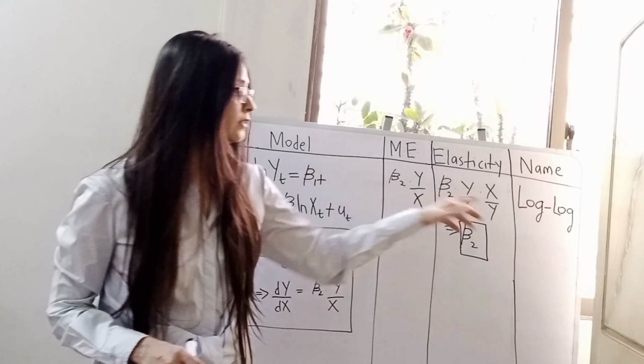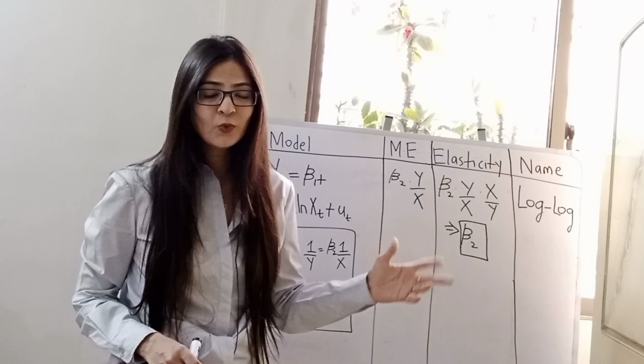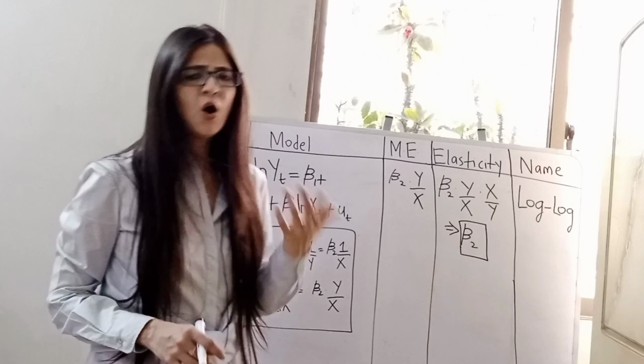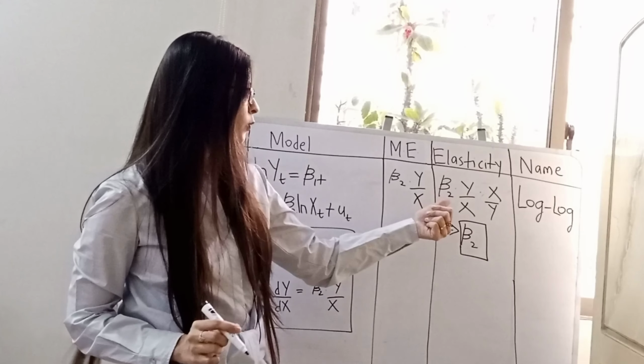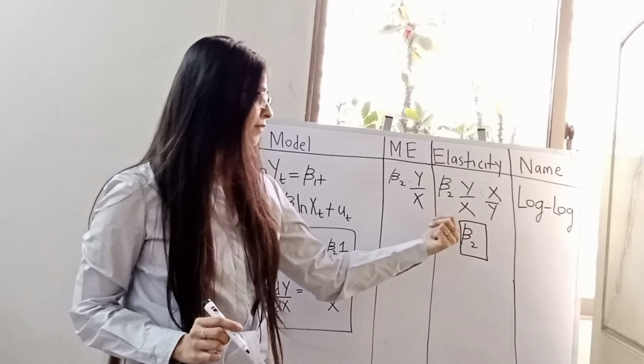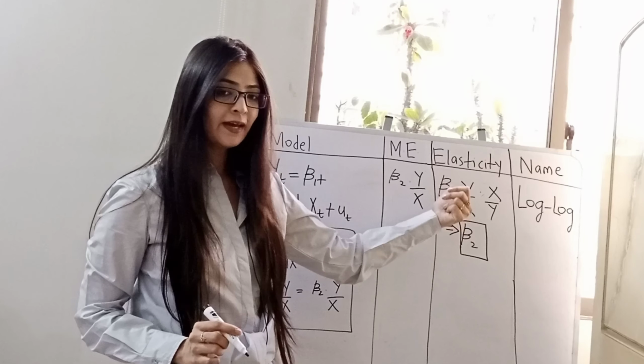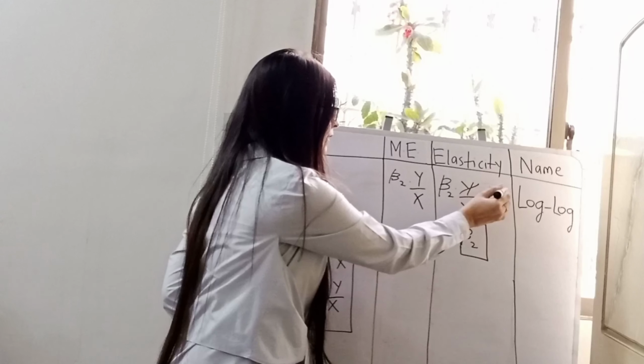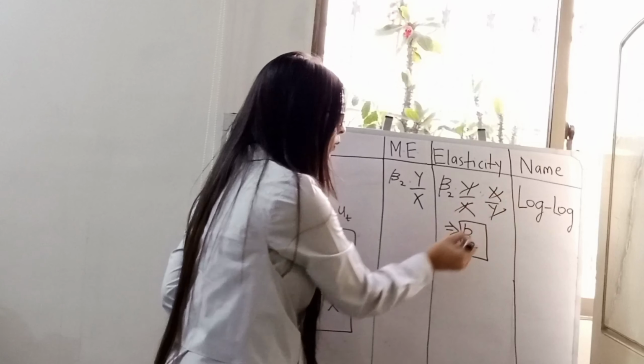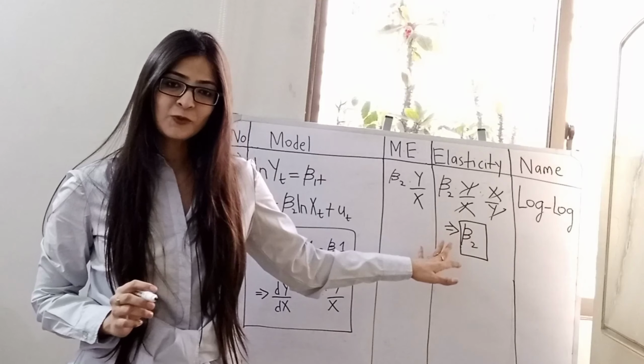Like I already said, this is why the log-log model is also known as the constant elasticity model or the double log model. Whereas you can notice we have x in the numerator and we have x in the denominator, and same goes for y. So all of these terms simply cancel out, which is why we are left just with beta 2.